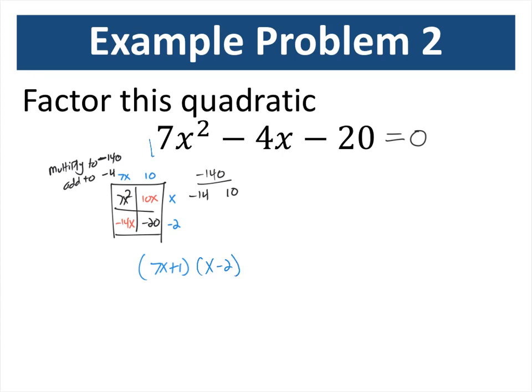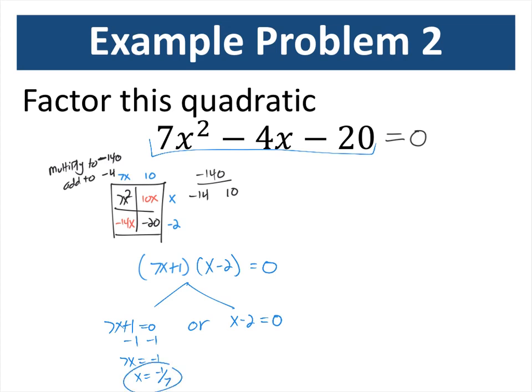So another format of writing this is 7x plus 1 times x minus 2, set it equal to 0, which means that we're going to really break it into two pieces. 7x plus 1 equals 0, or x minus 2 equals 0. Minus 1, so 7x equals negative 1, or x equals negative 1/7. And then our other idea is plus 2, so x equals 2.